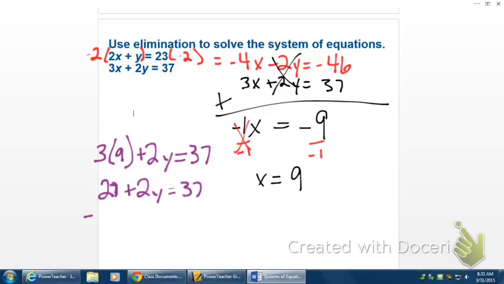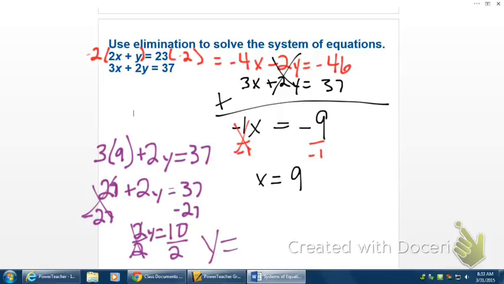Okay. We would have to subtract 27 from both sides now. Solving for y: 2y equals 10. Divide both sides by 2. y equals 5.